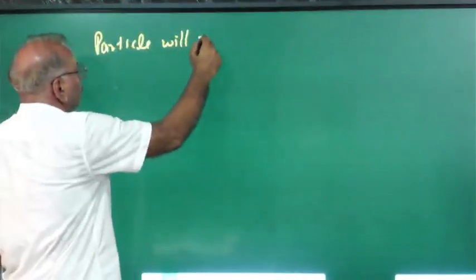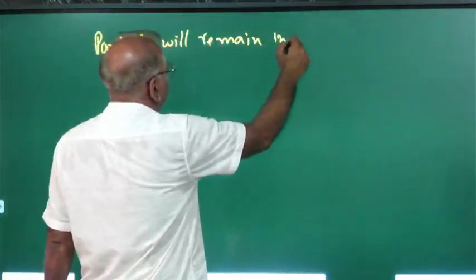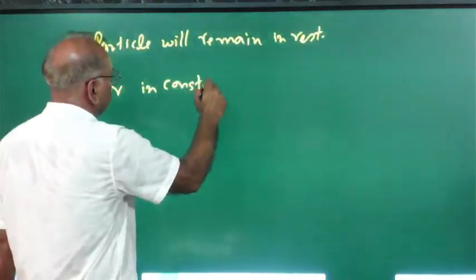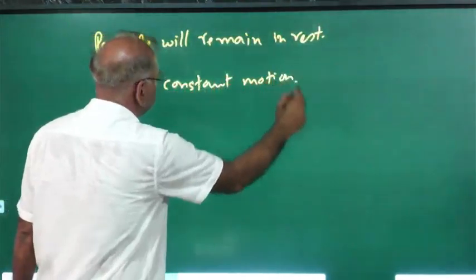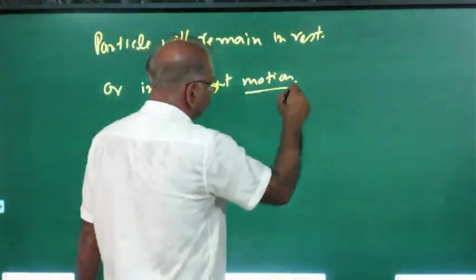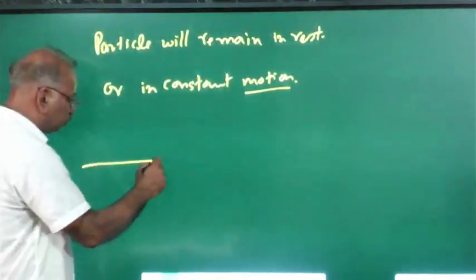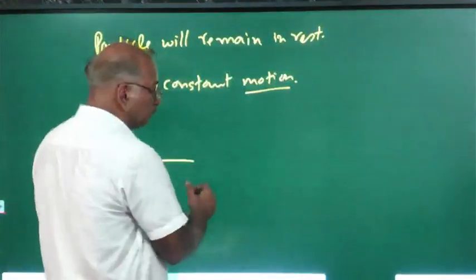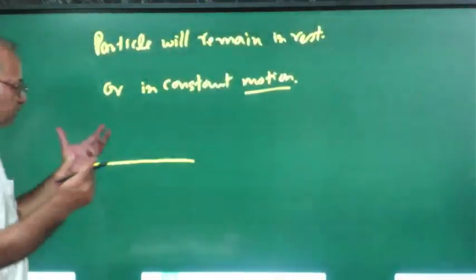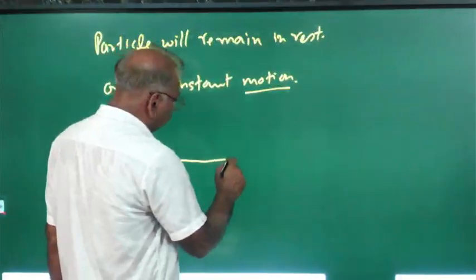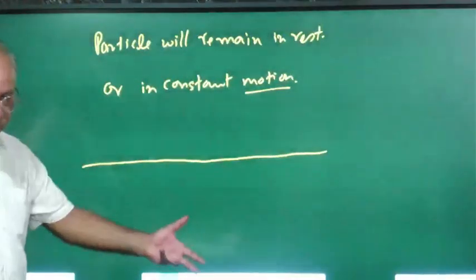In that case, the particle will remain in rest or in constant motion with which it was moving before the application of force. A particle is moving in constant motion and comes here, and here suddenly it feels 4 or 5 forces, but their resultant sum is zero. The resultant vector is zero. It will remain moving in the same direction with the same speed.